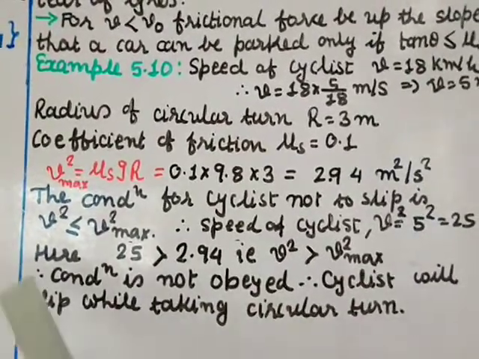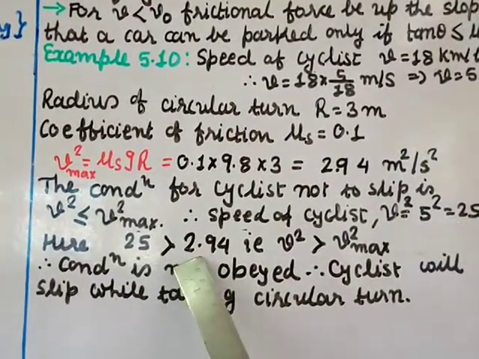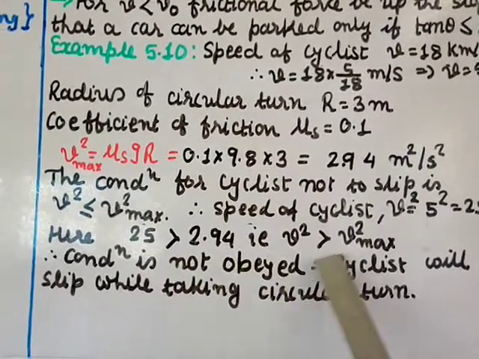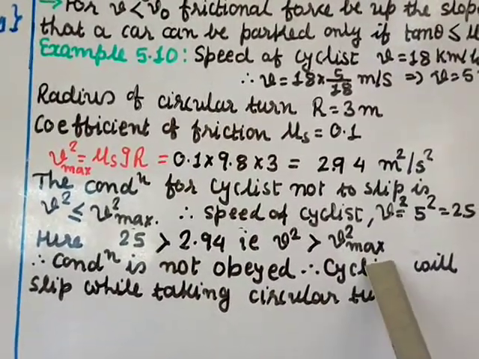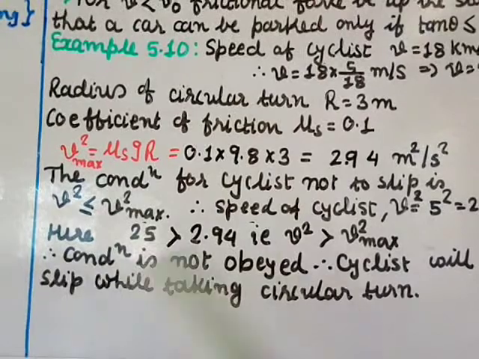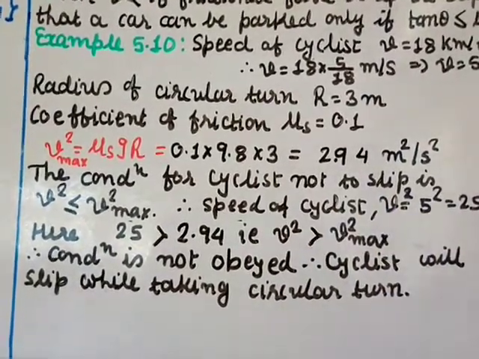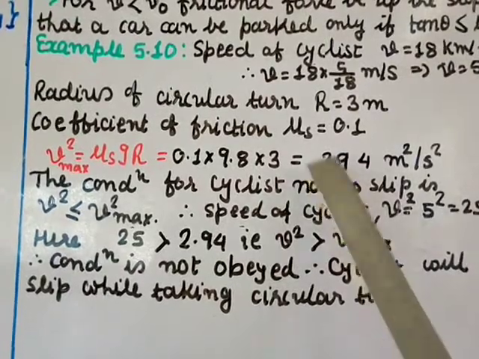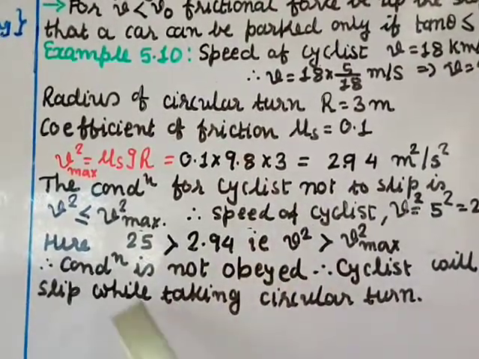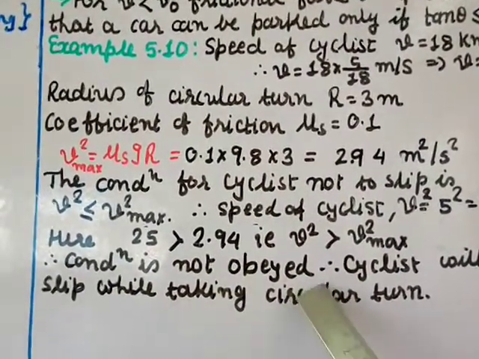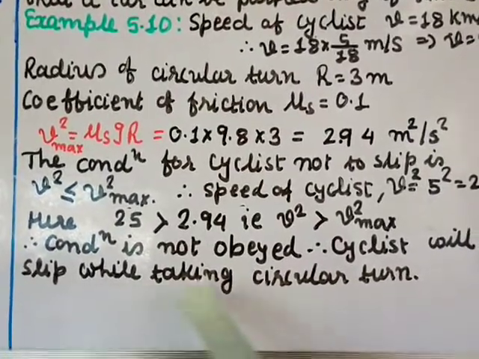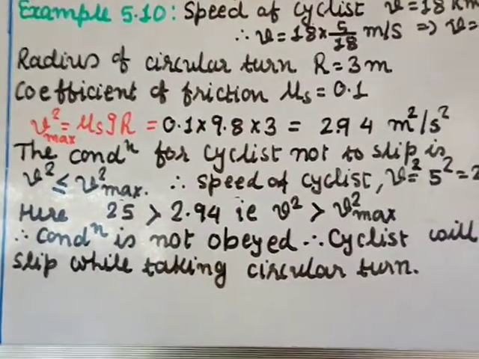Okay, so I have written here 25 is greater than 2.94, that is V square is greater than V square maximum. It should be this much. This should be either less than this 2.94 or less than or equal to, but here it is greater than that. That means the condition is not obeyed, therefore the cyclist will slip or fall while taking the circular turn.